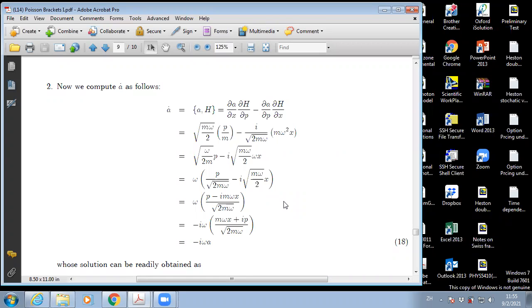Then you ask, how about the Hamilton's equation for A star? We know that A star is the complex conjugate of A.